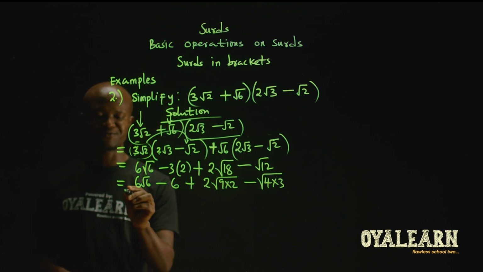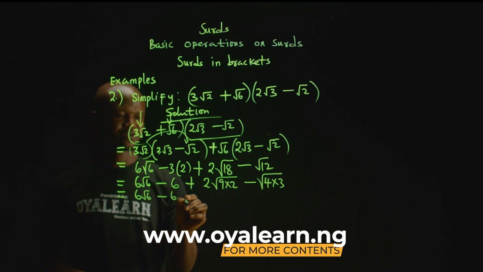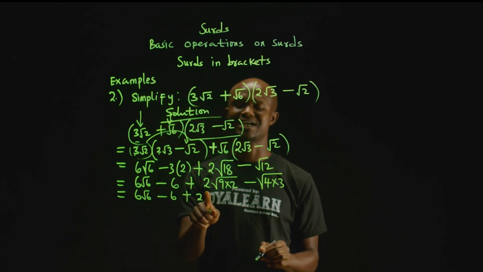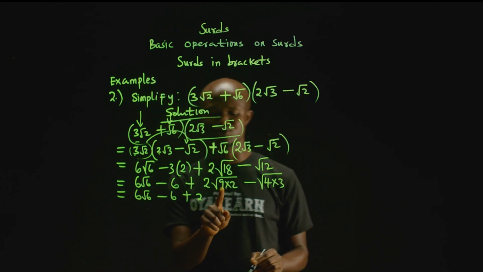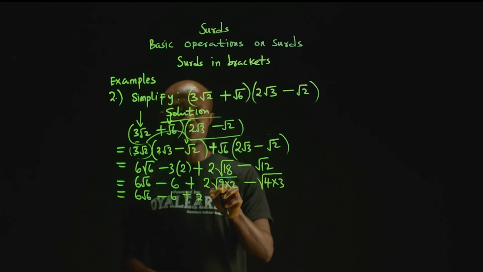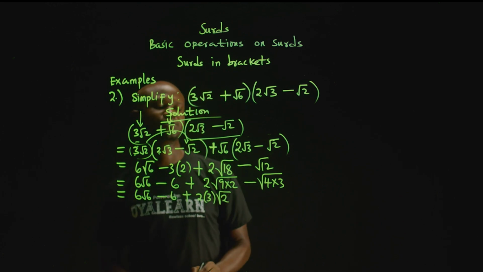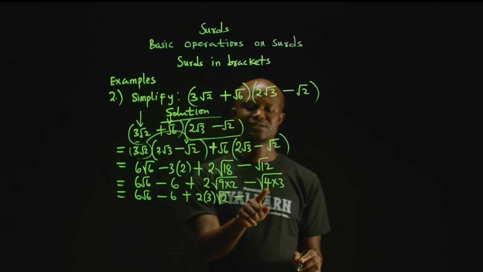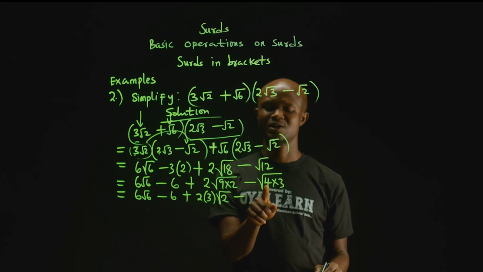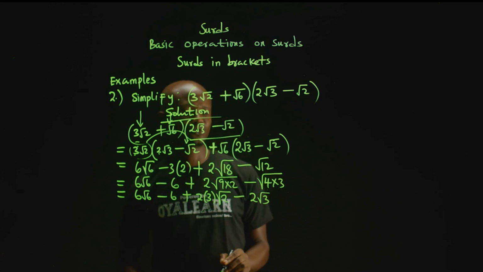So in this case, simplifying further, we have 6√6, then minus 6 plus 2. 2 is already outside. Now we have √(9 times 2). Looking at 9, 9 is a perfect square number. So √9 will give us 3. That will be outside. Then what we have inside is √2. Minus, inside there we have 4. And 4 is a perfect square number. What is the square root of 4? That's 2. So 2 will be outside. We now have √3 left.